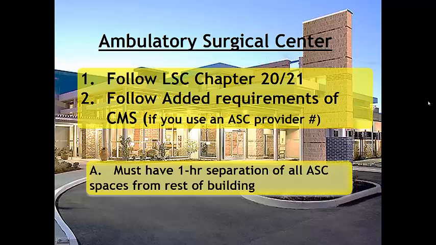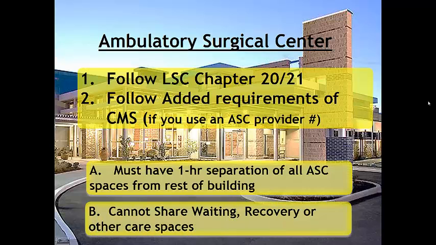And they basically say that if you have an ASC, you have to separate that ASC from everything else in the building. Even if your entire building is ambulatory care, you have to separate the ambulatory surgical center from everything else in the building. In other words, you've got to build a box around it. That is different from 20 and 21. 20 and 21 just says you have to have it around the ambulatory care compared to a business occupancy, for instance. And the other thing that they make different is that you cannot share the waiting room, the recovery rooms, or any other care spaces with any other uses in that building.